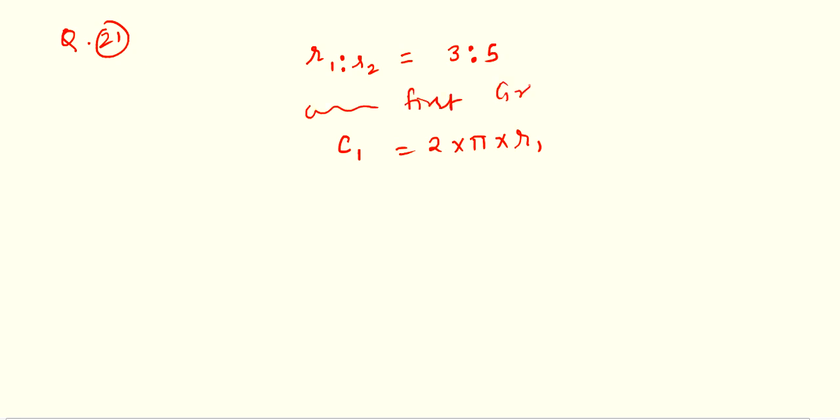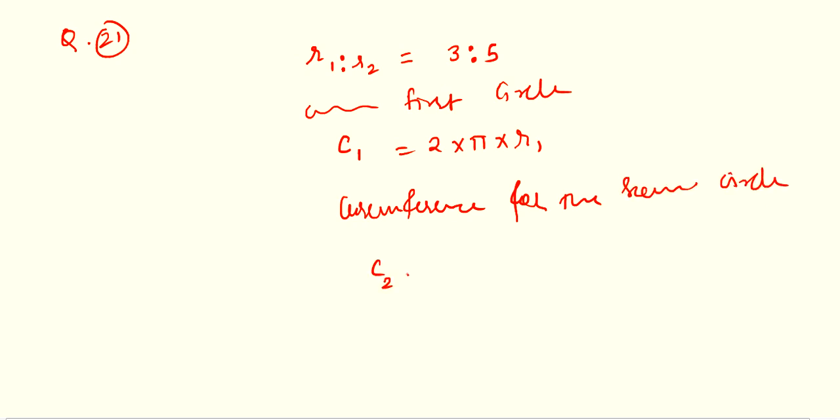Question number 21. The radii of two circles are in the ratio 3:5. So let the radii be r1 is to r2, so the values of the radii are 3:5. Find the ratio between their circumferences. As you know, for this question, c1 equals 2 into pi into r1, the circumference of the first circle. Like this you have to write. Then for the second circle, c2 equals 2 into pi into r2.